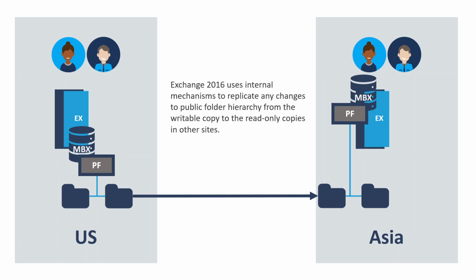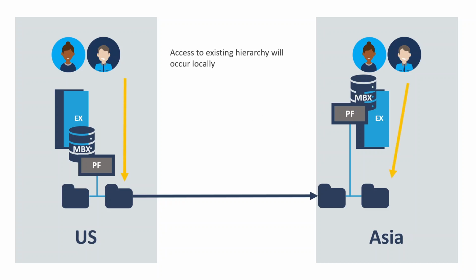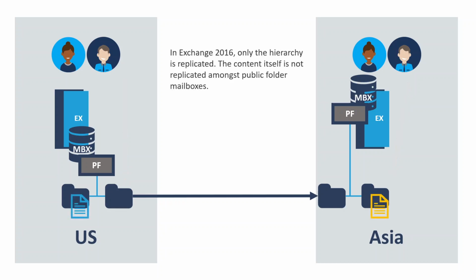These changes that are made from the hierarchy master are then replicated, using similar public folder replication mechanisms, to the remote site, but in a read-only configuration. This allows users to access existing hierarchy locally with similar performance ramifications. As long as they're not making any changes to that hierarchy, things should go well. However, one big change to note is that content itself is not replicated.